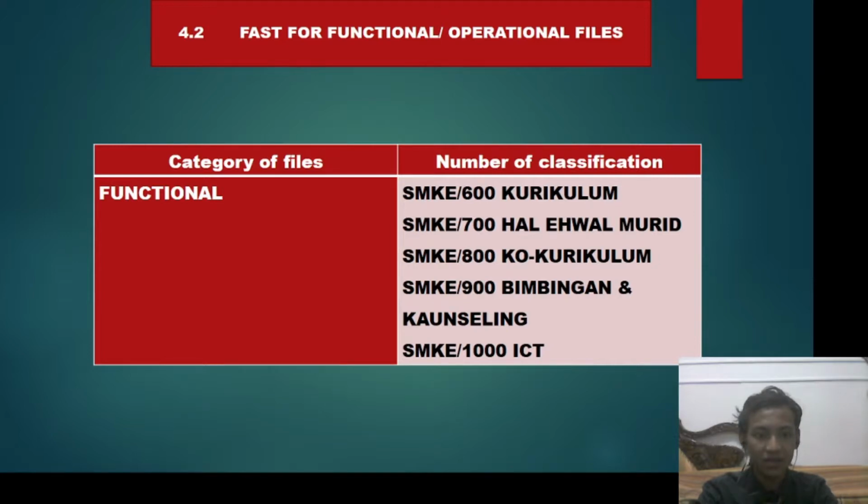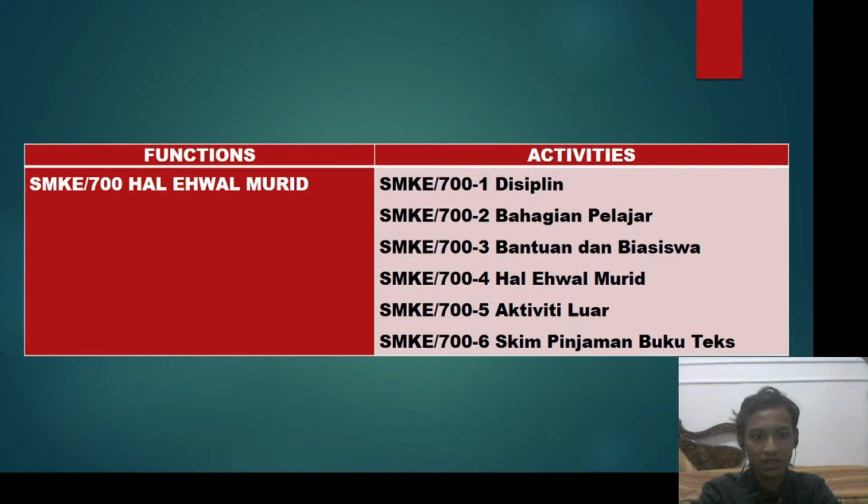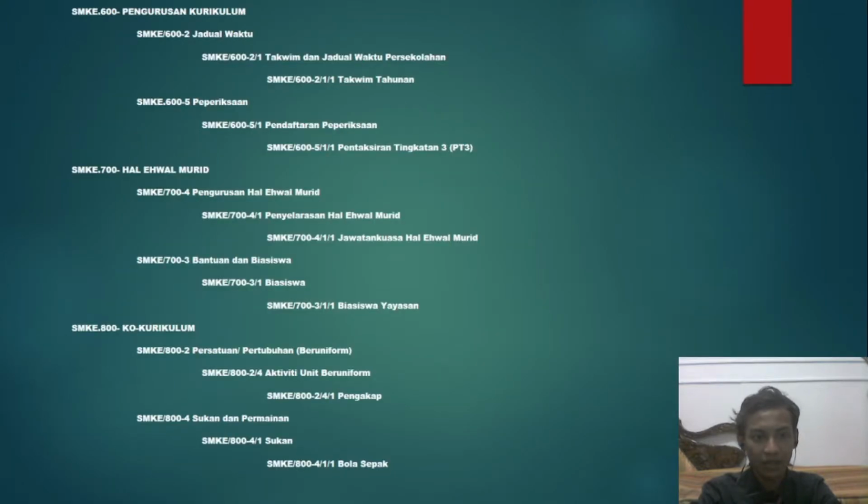This figure shows the category of files in functional and its number of classification, which consists of curriculum, hal ehwal murid, co-curriculum, bimbingan dan counseling, and lastly ICT. This is the functions of kurikulum and its activities. This is the functions of hal ehwal murid and its activities. This is the functions of co-curriculum and its activities. This is some example of the file classification system applied in SMK Elopura Sandakan on functional or operational files.